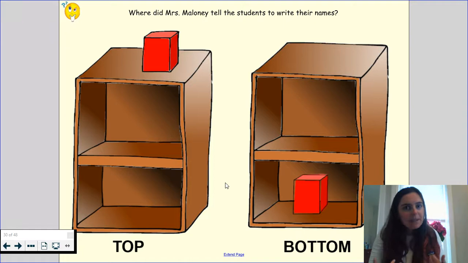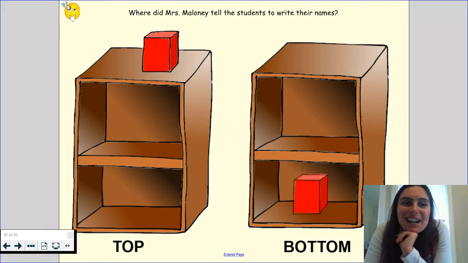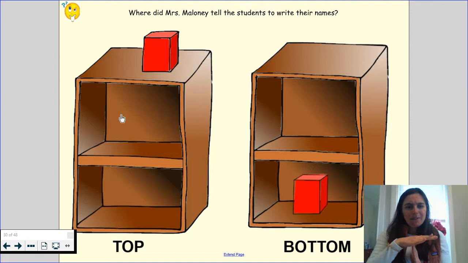Now, let's play. Well, no, actually, let's look up here. I was going to say we should play another game, but really, it's time for our questions about the story. So let's think. Where did Mrs. Maloney tell the students to write their names? Was it on top of the paper or on the bottom? Think it's on top.